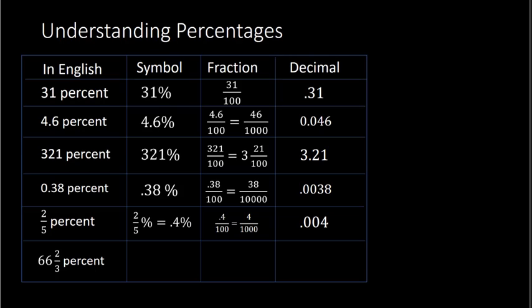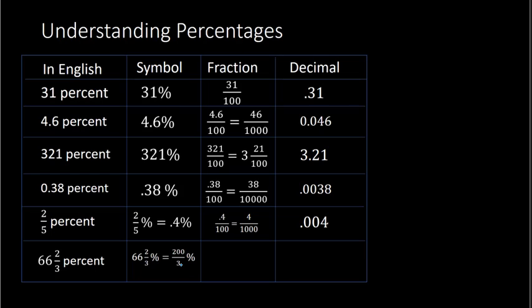And lastly, we have 66 and 2/3%. Now to write this with the symbol, I just put the percent sign after. And then when I convert to a fraction, it's going to be helpful in this particular case to think of 66 and 2/3 as an improper fraction. So to convert to an improper fraction, I take 66 times 3 plus 2 to get 200 for the top.